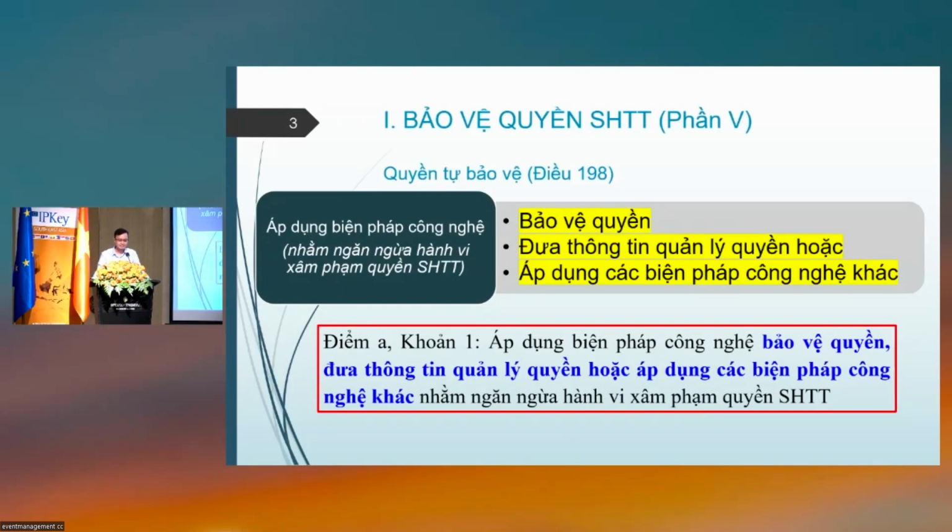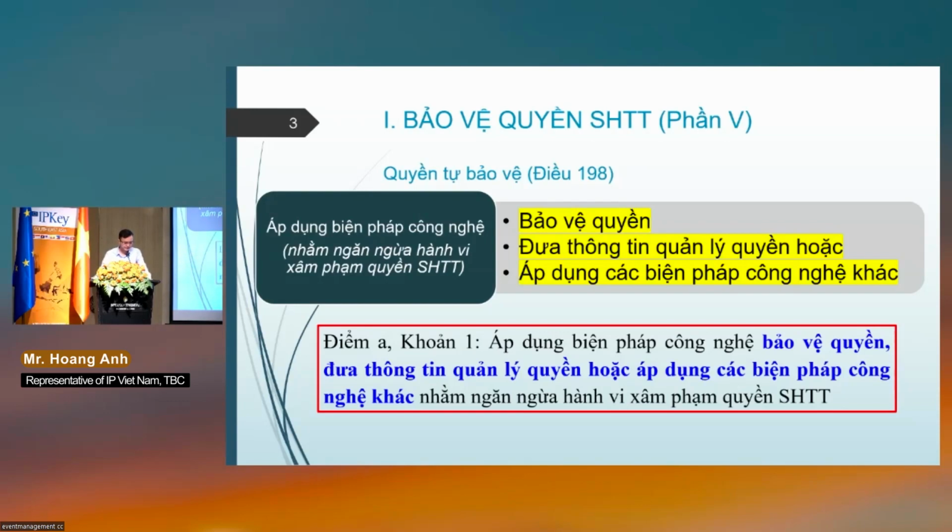First of all, in Article 198, there are some revisions and additions which are quite outstanding, related to the application of technical methods to prevent infringement, including the application of solutions for the protection of the rights, the application of solutions to provide information, and other technological solutions. The first two bullet points, protection of rights and providing information on the management of the rights, are very important, and we also attach importance to the application of other technological measures at the third bullet point.